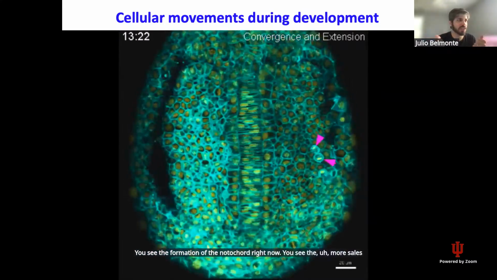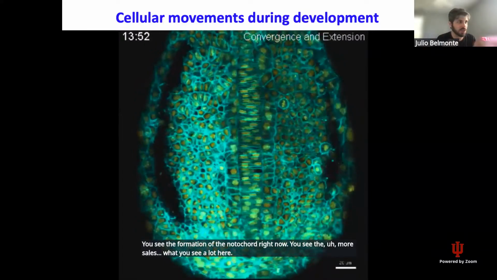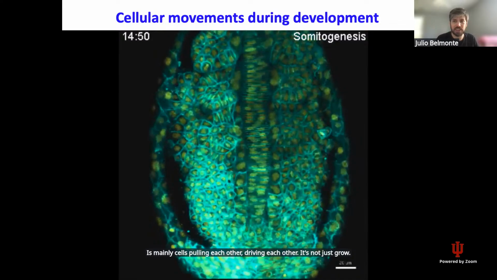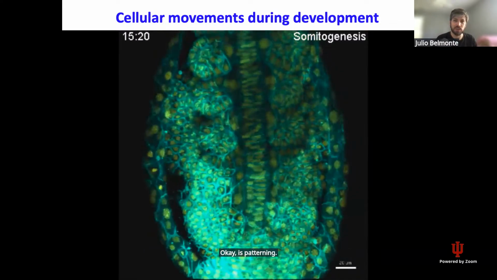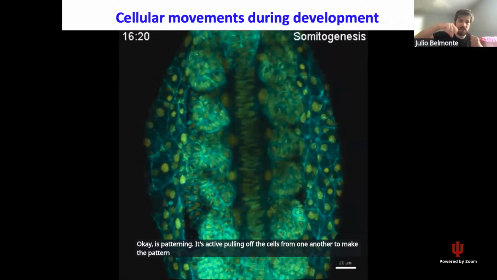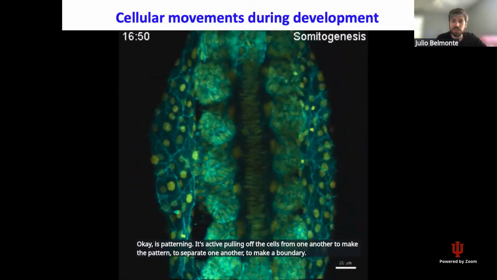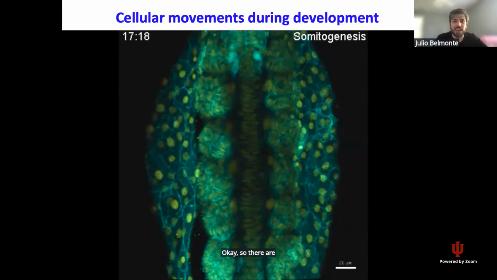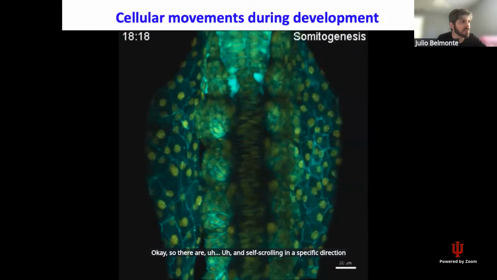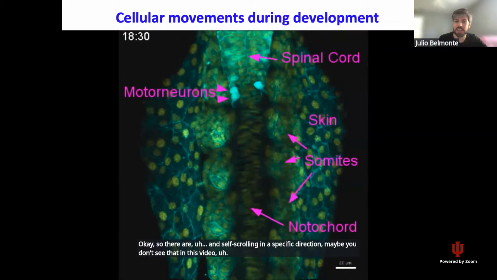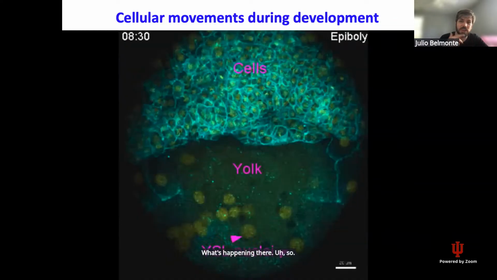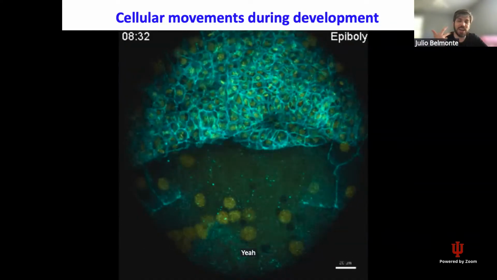What you see a lot here is many cells pulling each other, driving each other. It's not just growth. It's patterning, active pulling of the cells on one another to make the pattern, to separate from one another, to make a boundary. And there are cells crawling in specific directions. Maybe you don't see that in this video, but it's happening there. So all these movements you see in development, many of them are active.